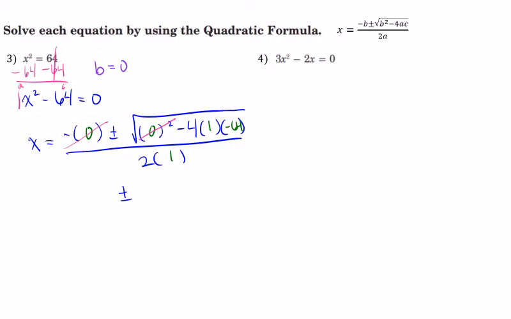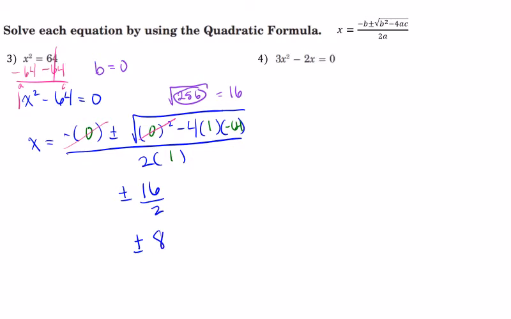So b is 0, but I still have to evaluate this, right? So I have negative 4 times 1 is negative 4. Negative 4 times negative 64 is going to be positive 256. Okay, and so the square root of 256 is 16. So once again, we get a positive, and it's a perfect square, so we put 16 right here. And then on the bottom, 2 times 1 is 2. So we get plus or minus 16 over 2, which is plus or minus 8, right?